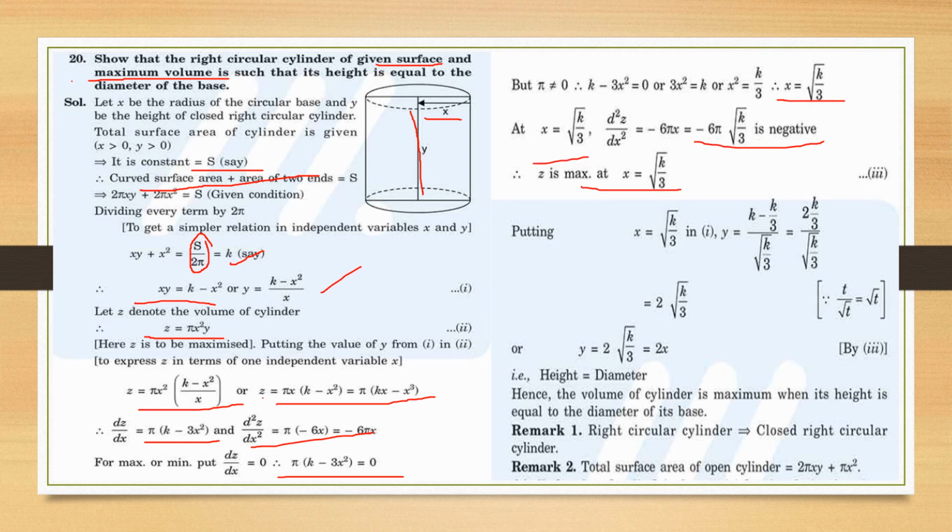And how to get y? I'll come back here and put the value of x in terms of k. So I'll again get that y is 2 times root k by 3, that is 2 times x. So this was the condition that height is equal to the diameter. Diameter means 2 times radius. So the volume of the cylinder is maximum when height is equal to the diameter of its base. Okay.